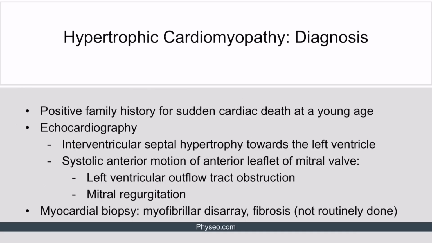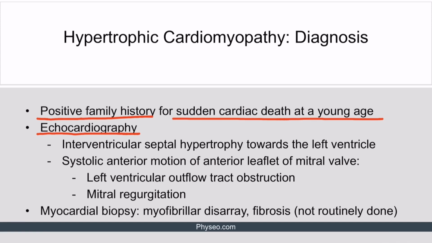Patients with hypertrophic obstructive cardiomyopathy often have a positive family history for sudden cardiac death at a young age. The main imaging study used in the diagnosis of this condition is echocardiography. Echocardiography will reveal the interventricular septal hypertrophy towards the left ventricle. Additionally, patients commonly have a systolic anterior motion of the anterior leaflet of mitral valve.